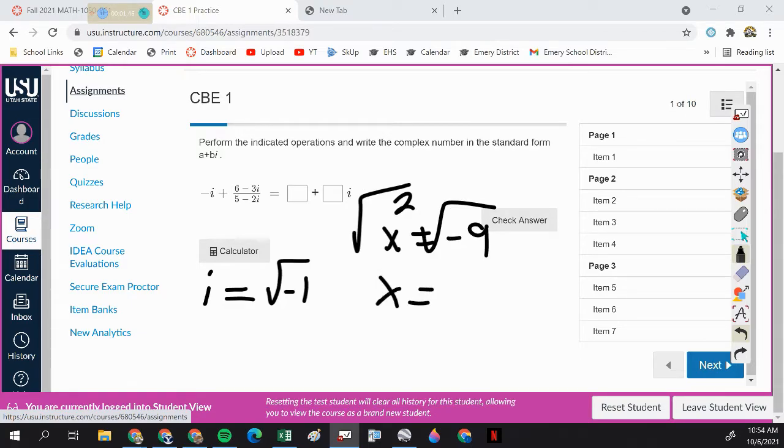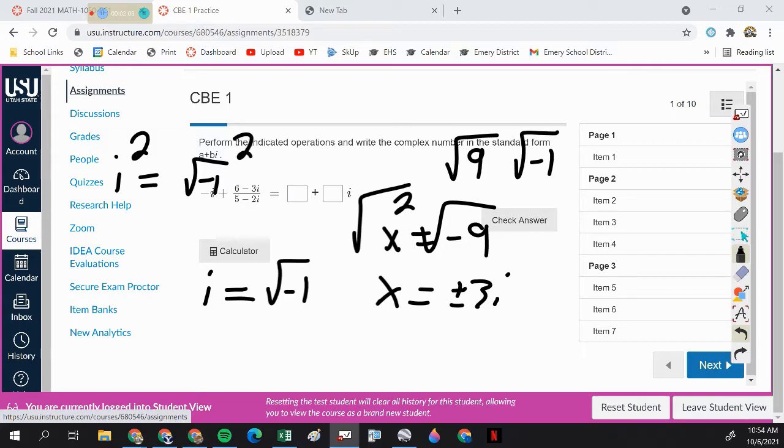Okay, so if I had x squared equals -9 and I took the square root, I would get x equals plus or minus 3i. Where does that come from? Well, the square root of 9 is 3, and the square root of -1 is i. Okay? What about i to the second? What would that equal? Well, that would be the square root of -1 squared. And those cancel, and i squared is just -1.